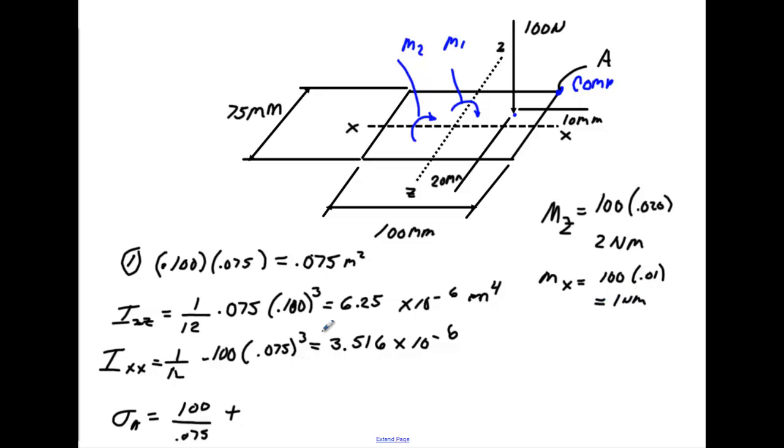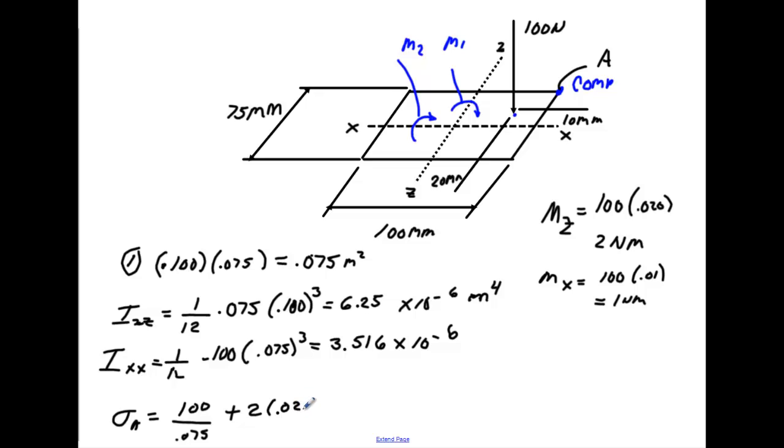So if I'm going to do this one first, we go to moment around z, we get 2. So now I'm doing this moment, and this distance from here to here is going to be your c value.